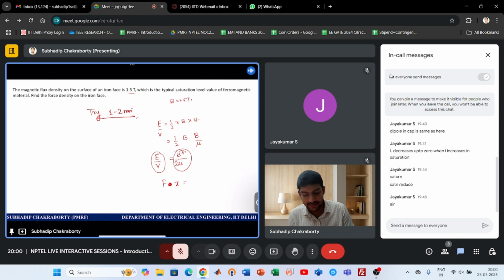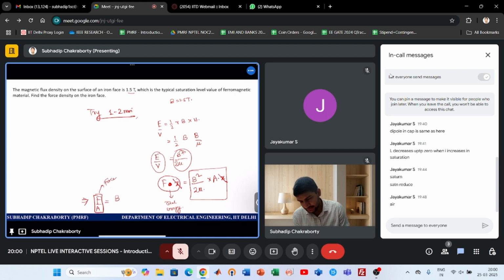Force into displacement is nothing but work done, and change in energy is work done. So this is B square by 2 mu. And this is energy, right? Total energy. So this side also should be total energy. And total energy is what? Area times X. So I cancel X from both sides. So what is my force per unit area, which I call as force density? It is again coming B square by 2 mu 0 mu r.